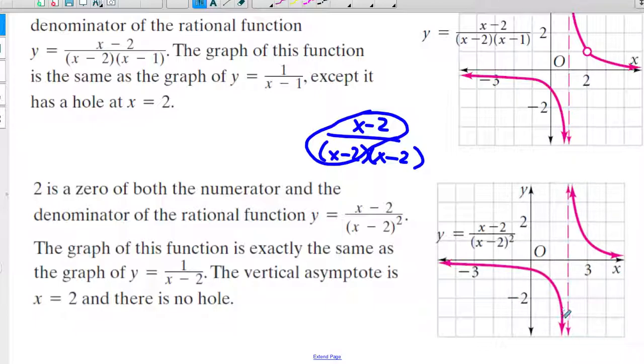But the vertical asymptote maybe takes more space. So therefore, if you have a hole and a vertical asymptote at the same value of x, the vertical asymptote is going to supersede that. All right, so now let's see these examples.